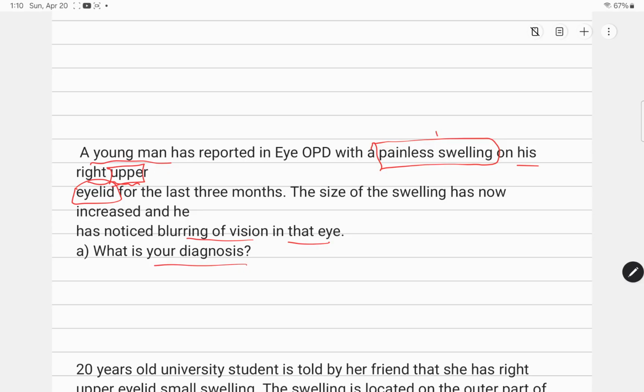So the main thing is it is painless. Of all the diseases we discussed in our previous lecture, the only disease that was painless was chalazion. And I have discussed earlier that, not as a hard and fast rule but in most cases, it affects the upper eyelid because there are more meibomian glands present in the upper eyelid. So it is simply a chalazion.